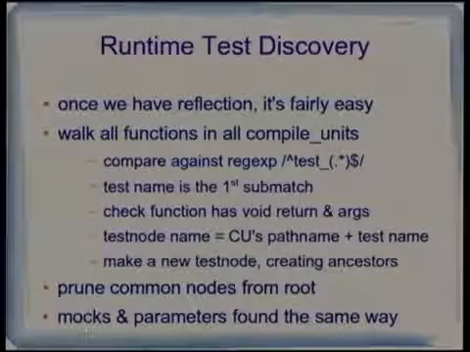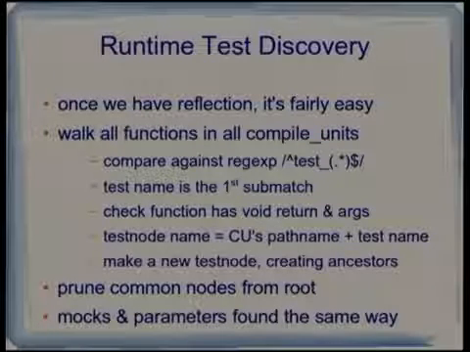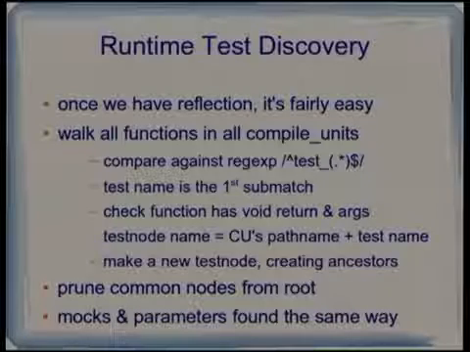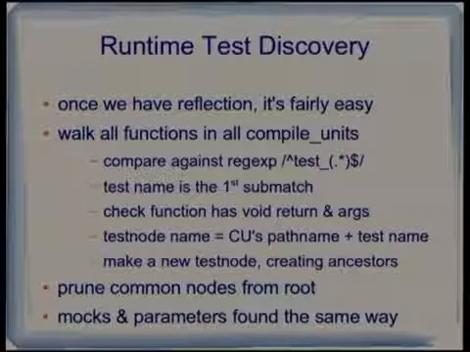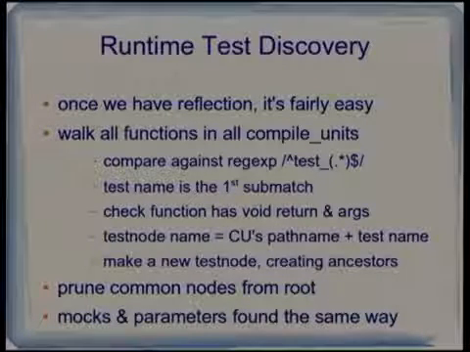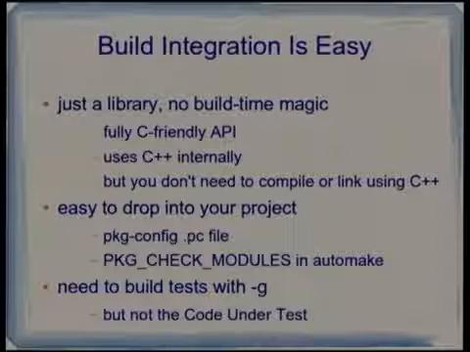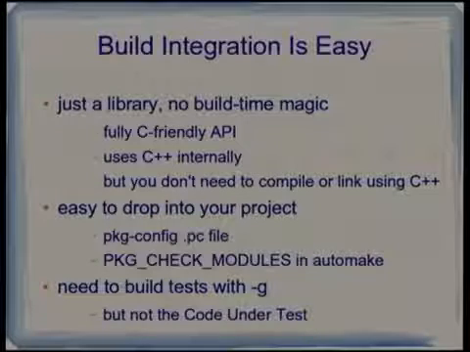Runtime test discovery. Once you have reflection, this is easy. You just find all the functions, you match the names against this regex, and you pull out the bit that matches, which is the bit after test underscore, and that's the name of the test. We do some extra stuff that I'll go over later. And that's just easy. That just happens in the first few milliseconds after you start the library.